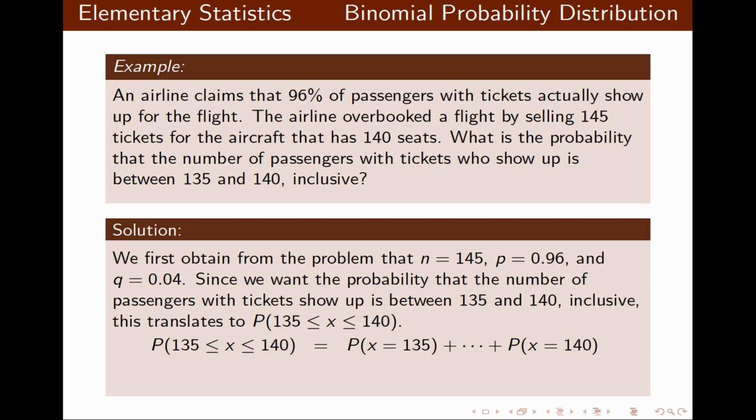So we know that n is equal to 145, p is equal to 0.96, q will be equal to 0.04, and we want the number of tickets that show up to be between 135 and 140 inclusive. So we add all the probabilities starting with 135 successes to 140 successes, and the final answer for that is 0.661. So we have to use the binomial probability distribution for each number of successes and add them all together.